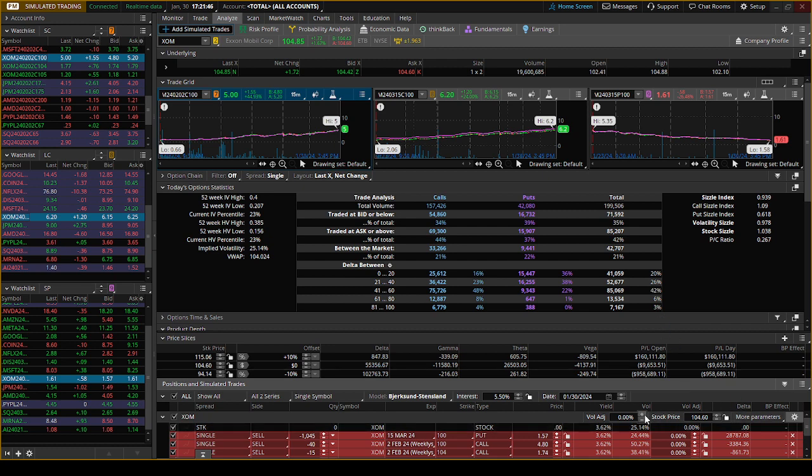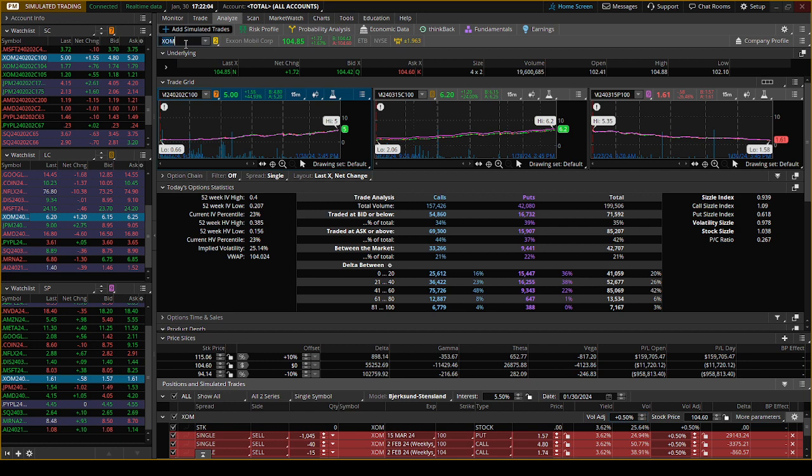Let's see what happens if we bump up the implied volatility. You can already see that just bumping it up a little bit, like 0.5%, and we lose a little bit of money here. So $2,000 on the overall portfolio of the XOMO.